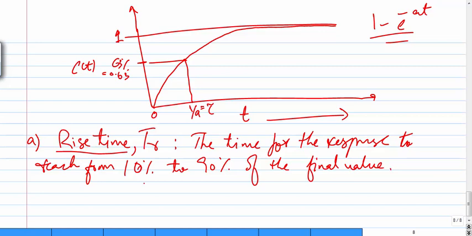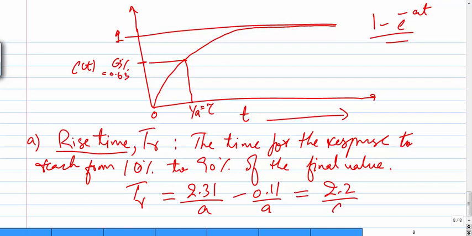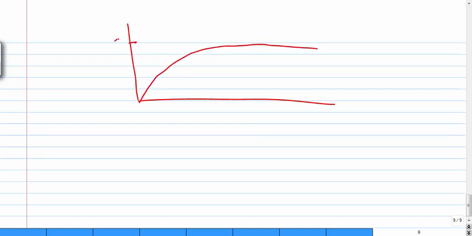So this means that T rise is the time between reaching 10% and 90%. That is nearly equal to 2.31 divided by a minus 0.11 divided by a, which is equal to 2.2 divided by a. So this is the rise time for the first order system. In other words, if I draw it, it would start from here and try to reach 1. If this is 10%, and this is something like 90%, then the time in between is known as rise time.